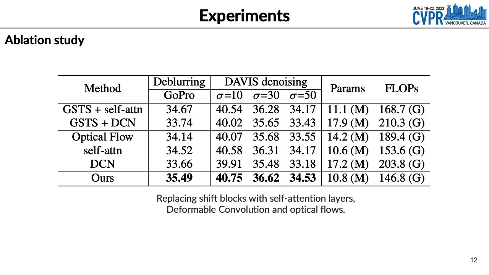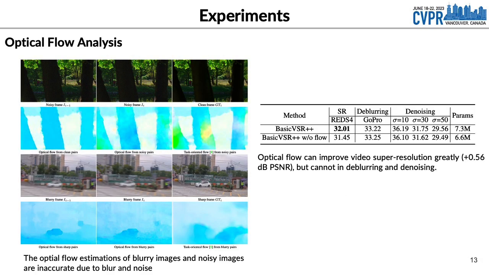In the ablation study, we compare our shift blocks with self-attention layers, deformable convolution and optical flow. It is shown that the combination of convolution and shift operations achieves better performance with less computational cost. We further analyze the influence of optical flow on different tasks. We remove the optical flow from basic VSR++ for different tasks and increase the other computations for fair comparisons.